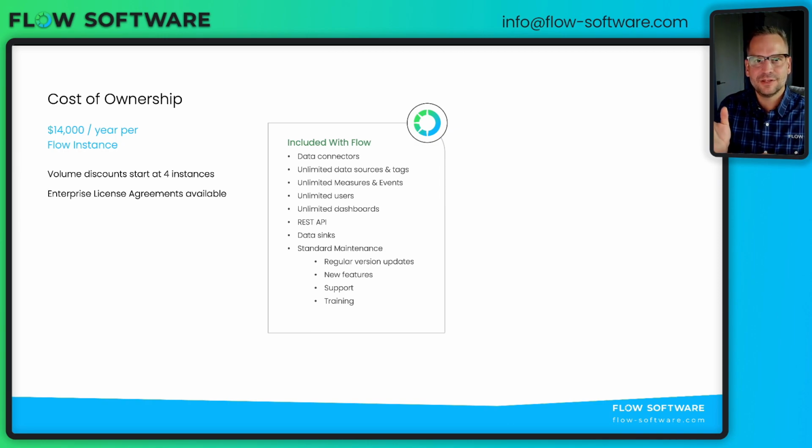It's really quite simple. You choose to host Flow on a VM or a server of your choice, whether it's on-site, on-prem, in your private cloud, or in an AWS or Azure environment of your choosing, and you pay $14,000 per year as your investment for that capability. We do offer volume discounts as soon as you get to your 5th instance, and we cap out with an unlimited plan for enterprise license agreements.